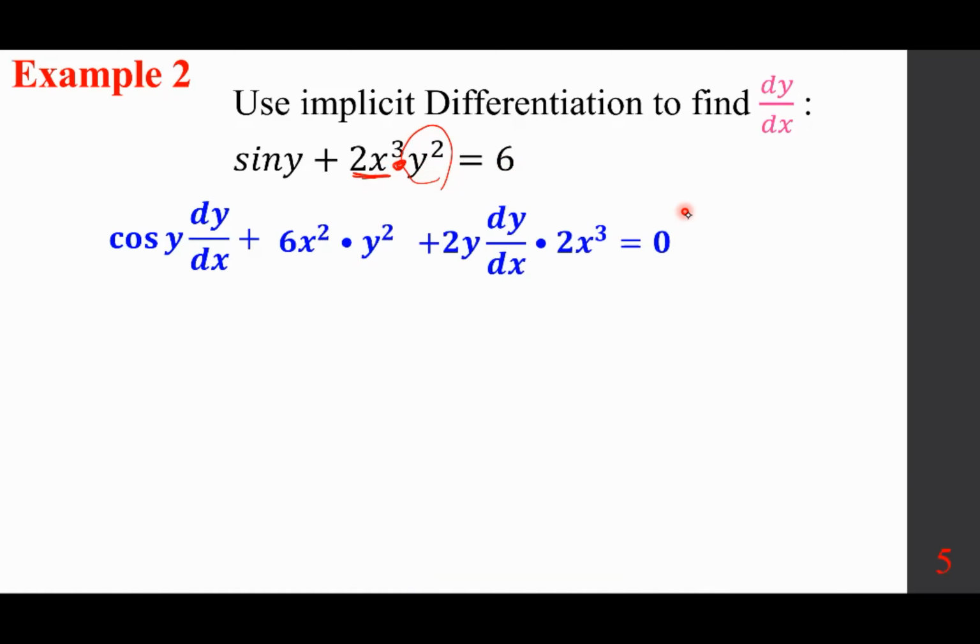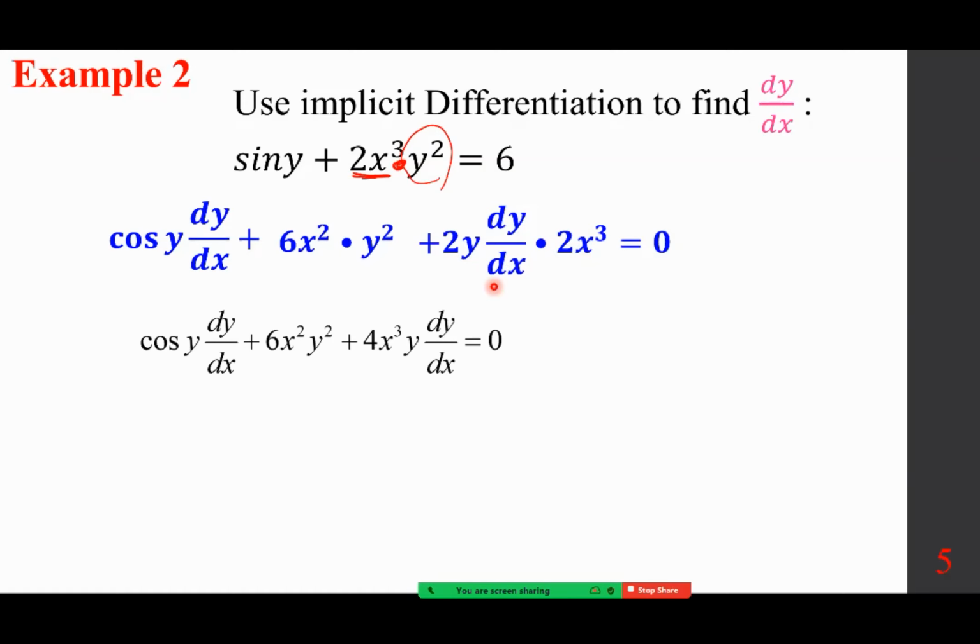So we are solving for y prime or dy dx. Let's rewrite this as cosine y dy dx plus 6x squared y squared. Let's put these two together, make it 4x cubed y dy dx. And we are going to move this to the right, so it becomes negative.